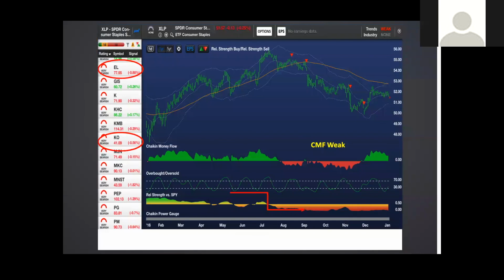So consumer staples, as we saw earlier, one of the sectors that we would expect to underperform in a rising interest rate environment, have been underperforming since July with weak Chaikin money flow back here leading into the election. And on the left are a number of stocks in consumer staples that are bearish. And here you see those two stocks that Goldman Sachs put out a sell recommendation on late in the game, Procter & Gamble and Coke. Estee Lauder in the cosmetics business we're going to look at in a minute.